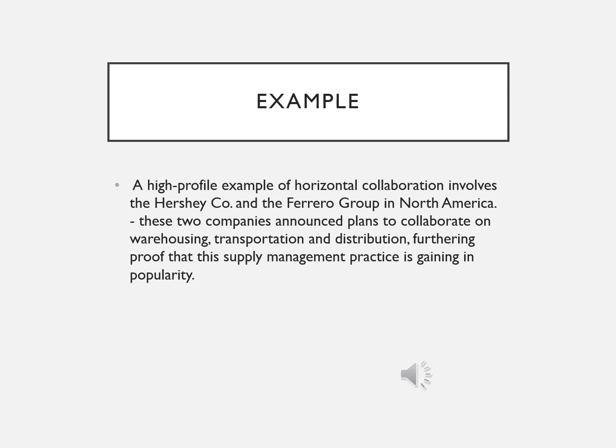Now let's look at an example of horizontal collaboration. As I mentioned before, it is a kind of relationship which is an arrangement between companies that have parallel positions or cooperate with each other in the logistics or supply chain process. The main objective of this kind of relationship is to eliminate hidden costs in the supply chain process.